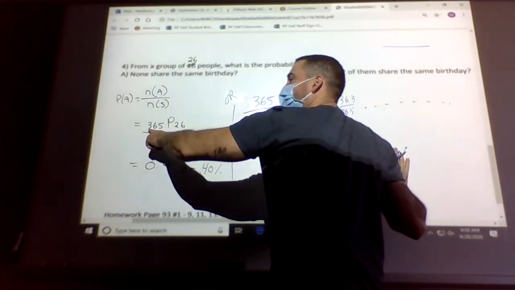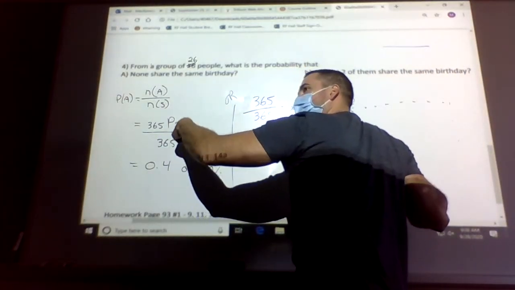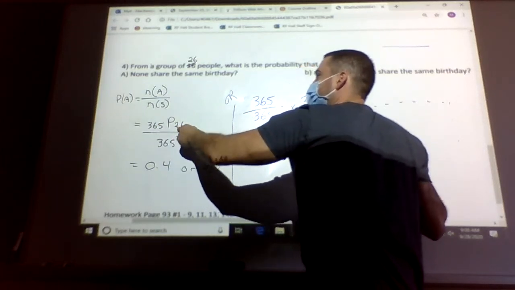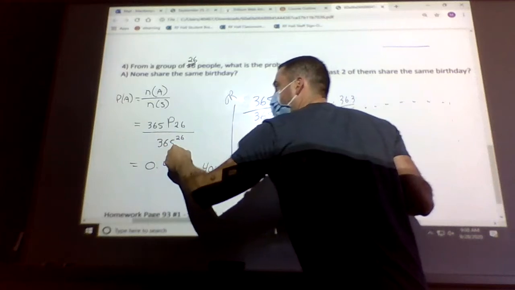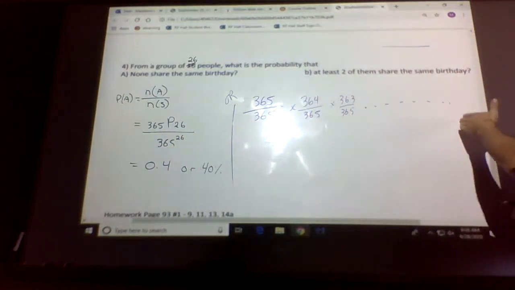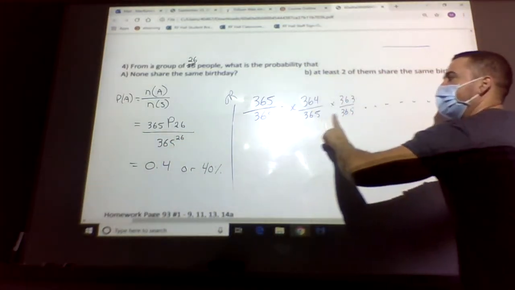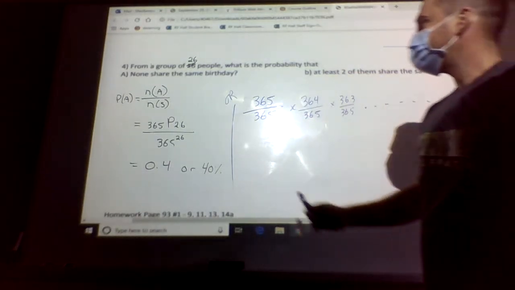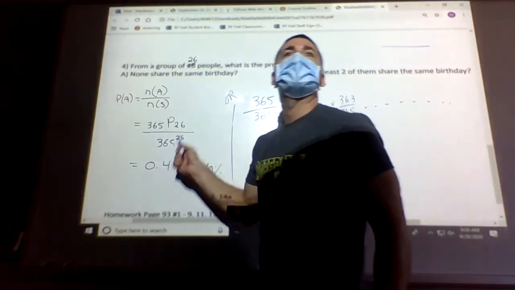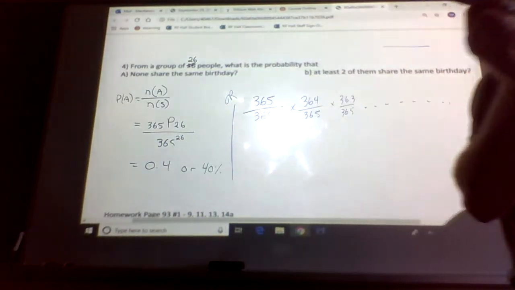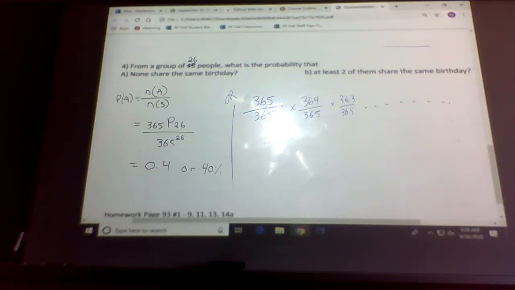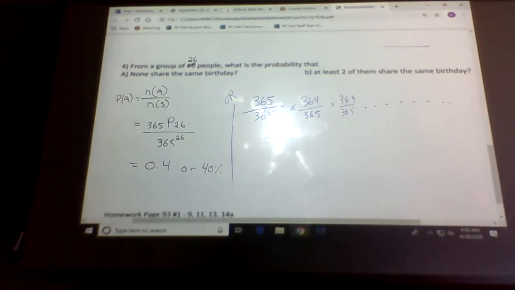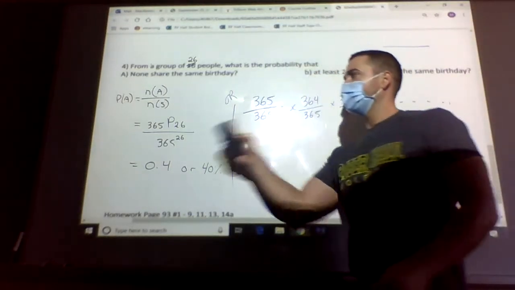So you're picking 26 different birthdays out of 365, so 365 pick 26. The denominator doesn't change. This fraction is gonna happen 26 times, and my denominator stays the same every single time. That's why it's 365 to the power of 26. And my denominator is not gonna change, because the calendar doesn't change, it's 365 regardless. That's the long version of this.